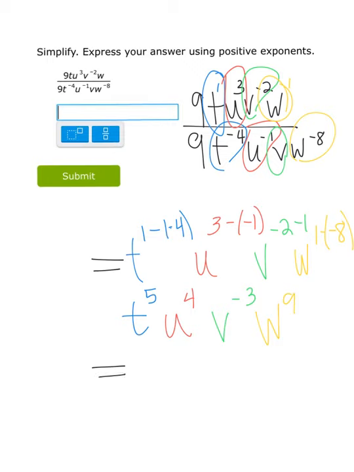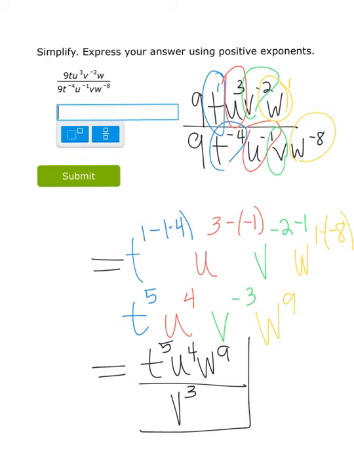So let's go ahead and simplify this. It looks like the only negative exponent we have is v to the negative 3. So I'm going to turn this into a fraction and leave all of my positive exponents in the numerator. T to the 5th, u to the 4th, and w to the 9th. And then v to the negative 3 is going to move to the denominator and become positive. Let me rewrite that so it's a little bit cleaner there. So this would be my final answer. T to the 5th, u to the 4th, w to the 9th, divided by v to the 3rd.